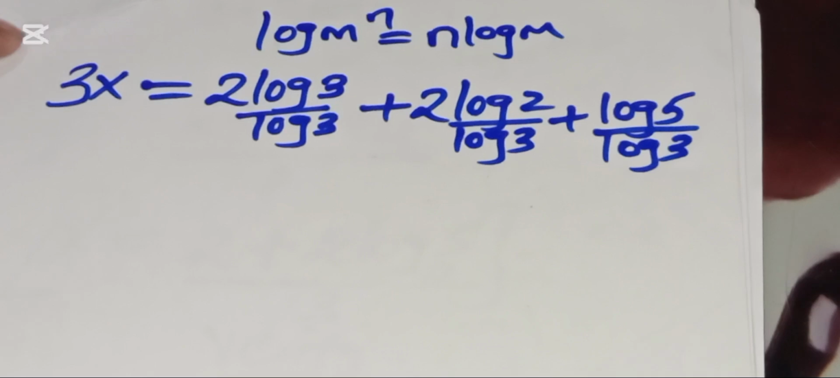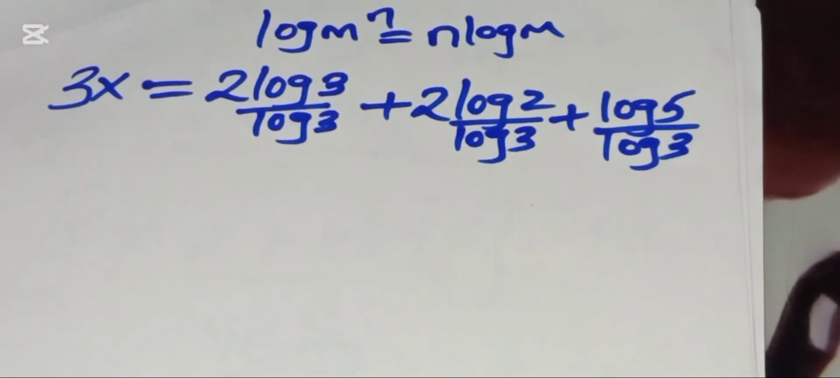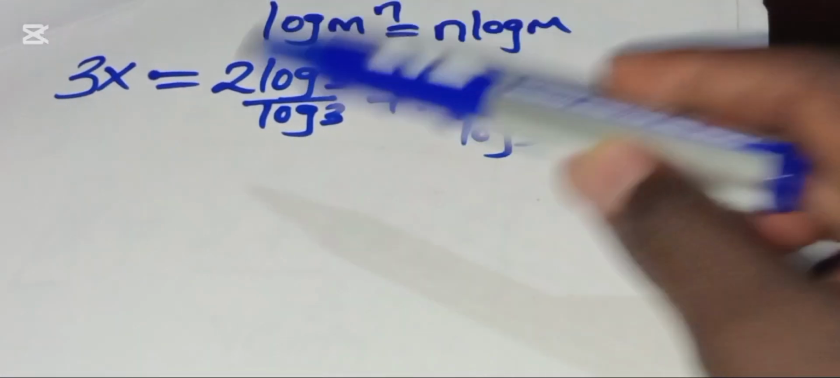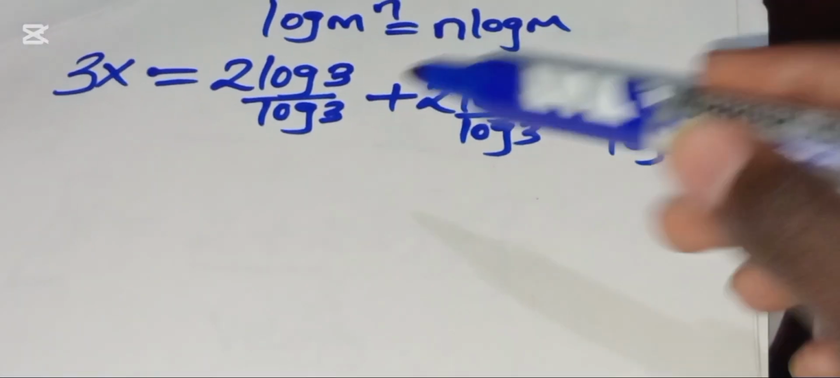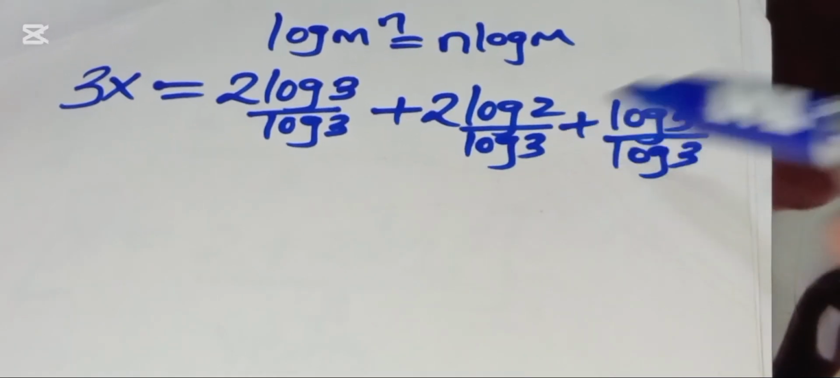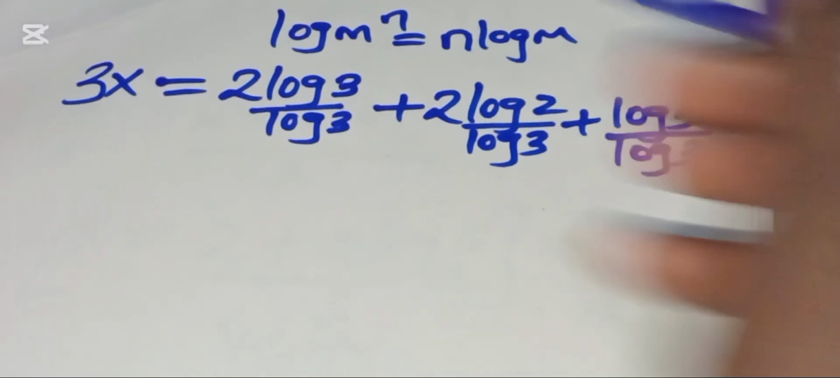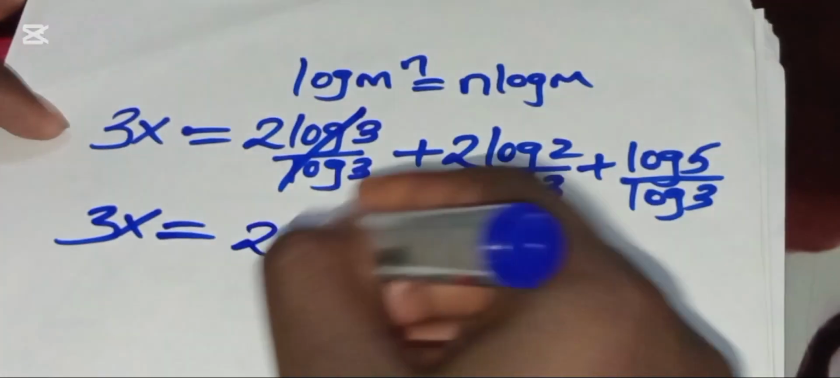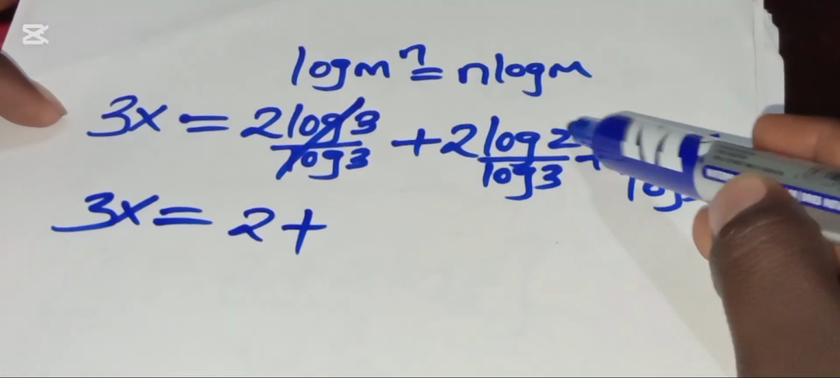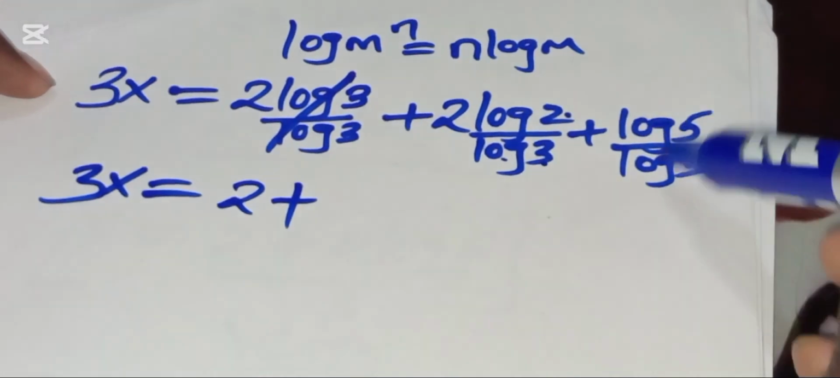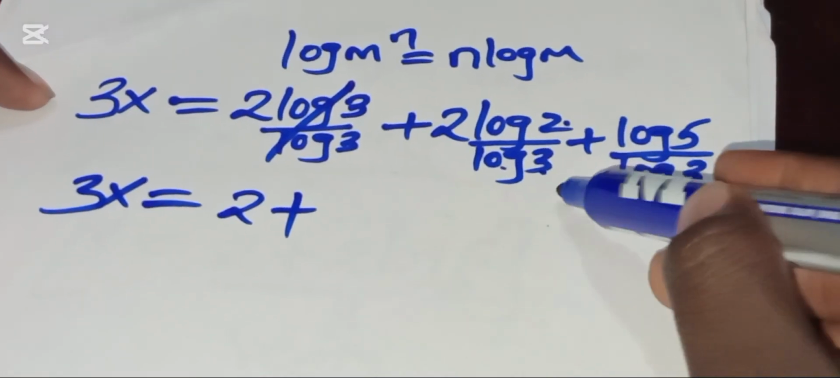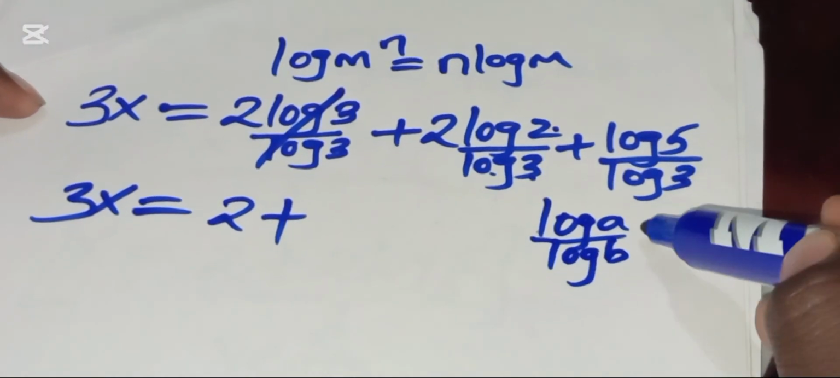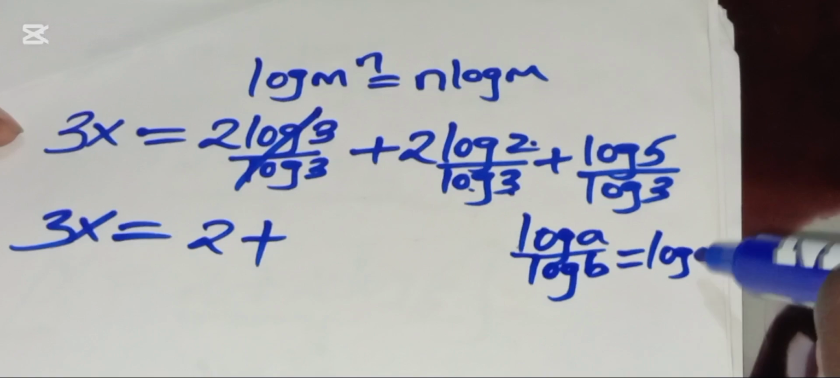Now applying the power rule property of logarithms, log m raised to power n is the same thing as n log m. Applying this property, we will have 3x equal to 2 log 3 divided by log 3 plus 2 log 2 divided by log 3 plus log 5 divided by log 3. Now if you simplify here, we'll have 3x equal to 2 plus log 2 divided by log 3 and log 5 divided by log 3, which is in the form of log A divided by log B, which you can transform as log A to base B.